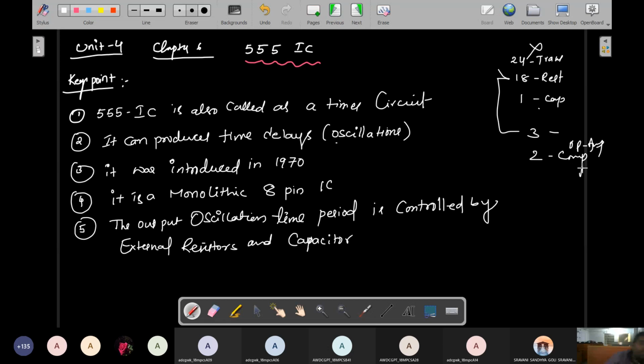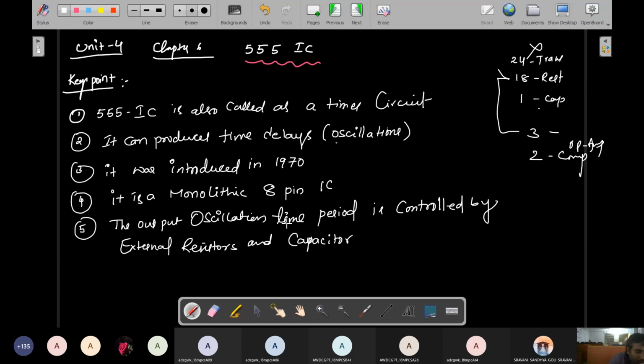Okay, and two comparators are used. It is a monolithic 8-pin IC, manufactured from compound material, monolithic compound material, and it is an 8-pin IC. Okay, the output oscillation time period is controlled by the external resistor and capacitor. So please note, everybody.